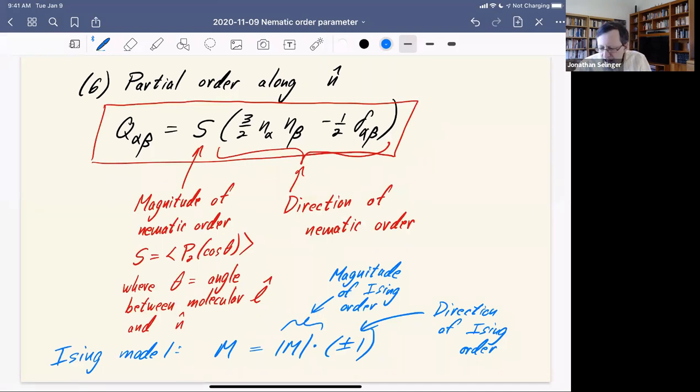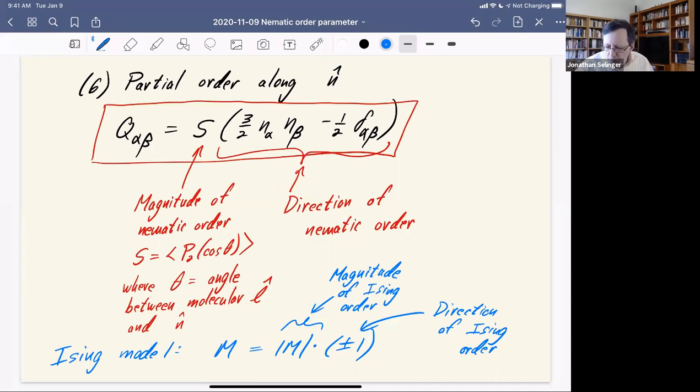And that kind of guides us to saying that these are the two things we should think about when we think about a nematic phase. We can think about the magnitude of the nematic order, that is, how well aligned the molecules are along some axis, versus the direction of the nematic order, which is which axis they are aligned along. And these are two big issues in the study of liquid crystals.